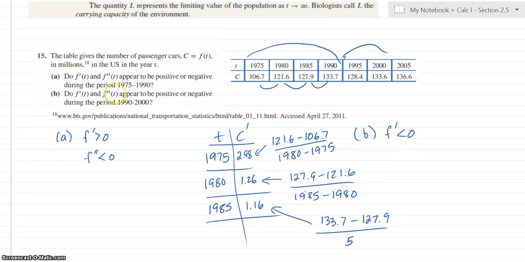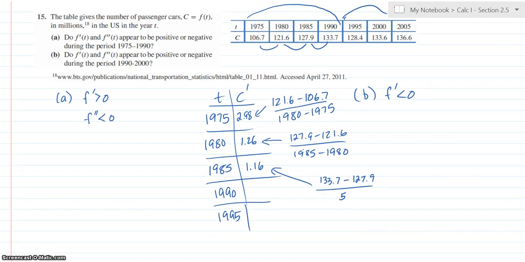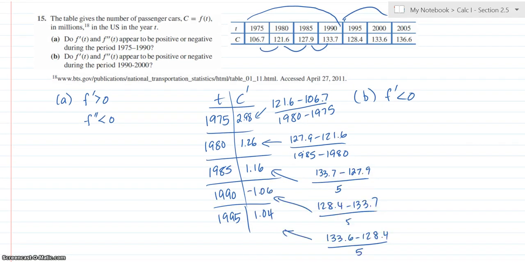So let's continue the process to look at what f double prime is doing after 1990. So we'll just look at 1990, and again I'm going to do the same thing to the right. I'm going to look at 1990 and then 1995. So doing the same thing here, the first one is negative 0.06 and then positive. But we want to know what's happening here. You can see it goes from a negative to a positive.